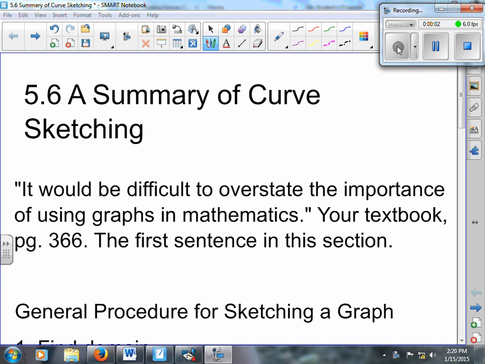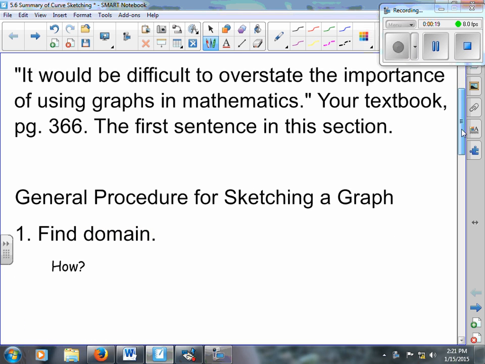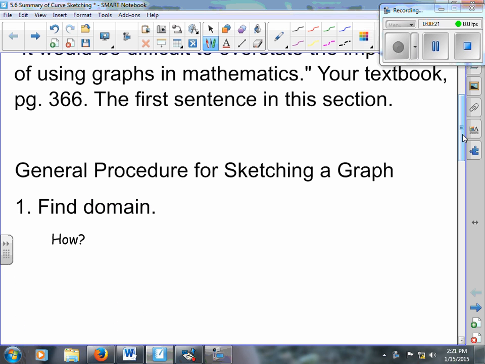This is section 5.6 titled A Summary of Curve Sketching. And I've included a quote here from your textbook that says it would be difficult to overstate the importance of using graphs in mathematics. So today we will be graphing, and we're going to do one example, and it's going to take a long time, but we're going to thoroughly discuss features of graphs of different functions using calculus and other techniques that we've learned.